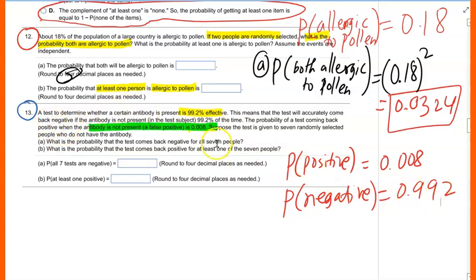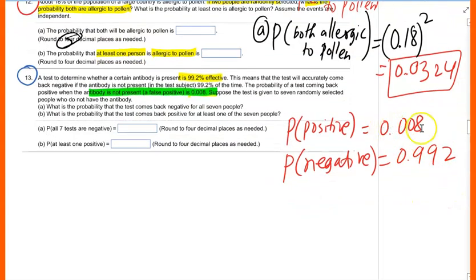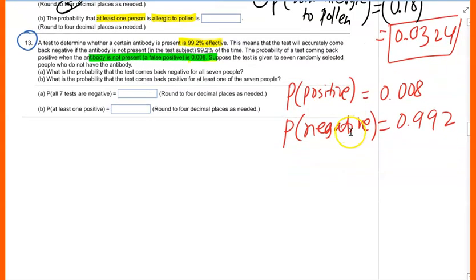Remember that 99.2% as a probability is 0.992. You notice that if you add 0.008 and 0.992, this adds up to 1 because they are complements of each other. Okay, that's the given. And the first part of the question is, if a test is done for 7 people, what's the probability that all 7 tests are negative? Therefore I'm looking for the probability of all 7 negative.